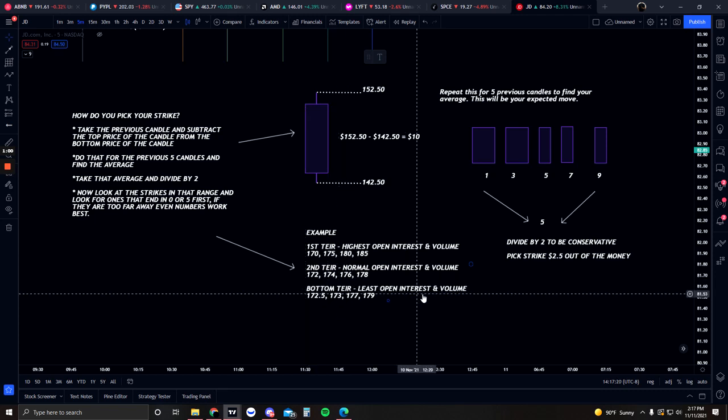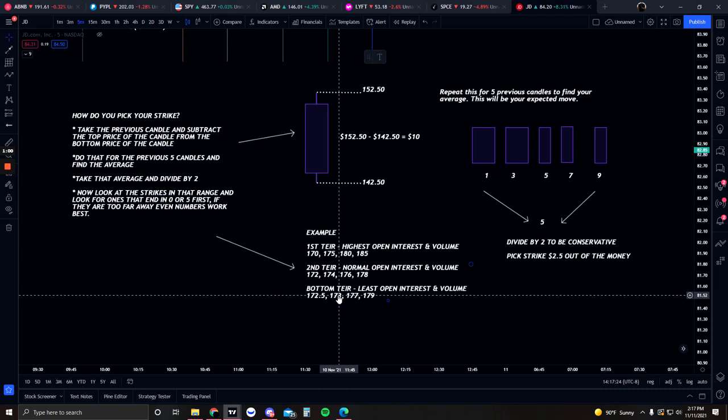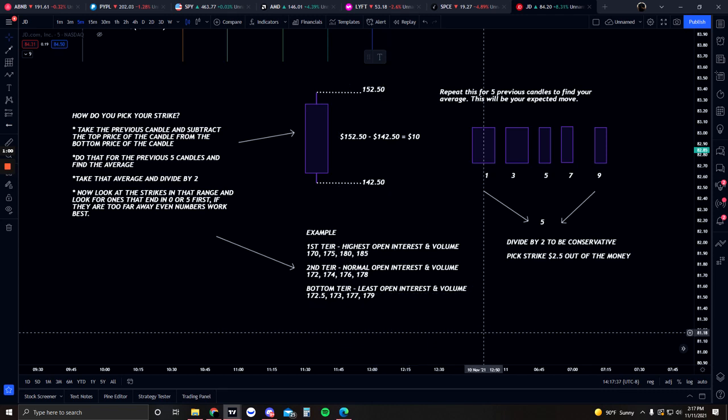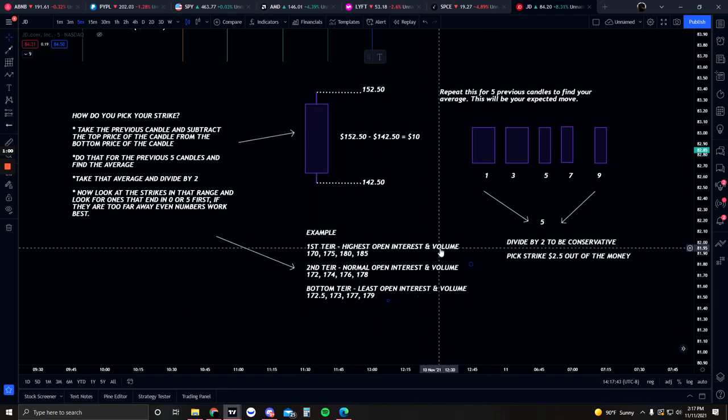Bottom tier, these are the ones typically you want to avoid: 172.5, 173, 177, 179. You want to avoid these because if you go right now and look at any stock option chain, do this for yourself, just test it. Click on an option chain that's near the money, look at the next couple of them. If it ends in a 0 or 5, probably the most open interest and volume.